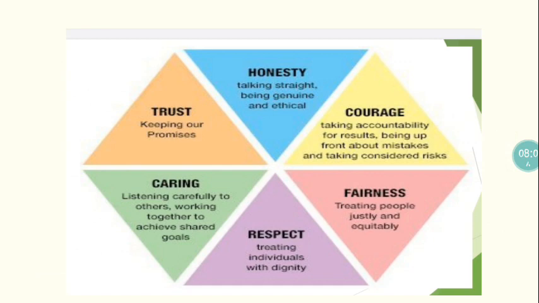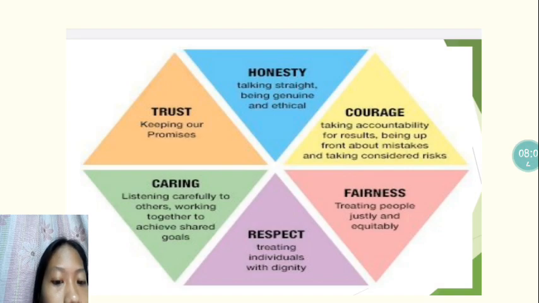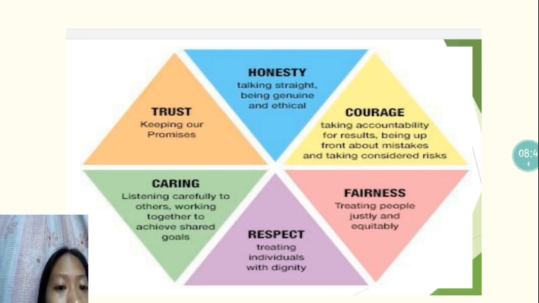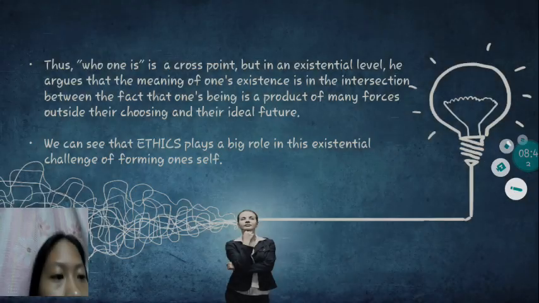Next is the six values framework. Number 1 is honesty: thinking straight, being genuine and ethical. Second is courage: taking accountability for results, being upfront about mistakes and taking considered risks. Third, fairness: treating people justly and equitably. Fourth, respect: treating individuals with dignity. Fifth, caring: listening carefully to others, working together to achieve shared goals. Lastly is trust: keeping our promises.